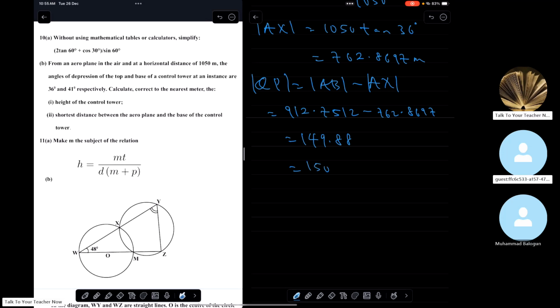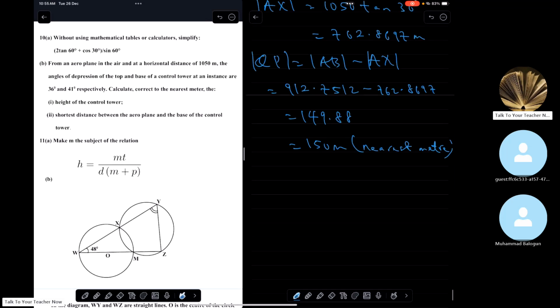149.9. Okay, sorry. Nearest meter. 150. Yeah, to the nearest meter. Beautiful. So we can now say, therefore, the height of the tower. I hope you have written that already. Yes, sir. The height of a control tower or whatever, of a tower, equals 150 meters. That was a piece of cake now.